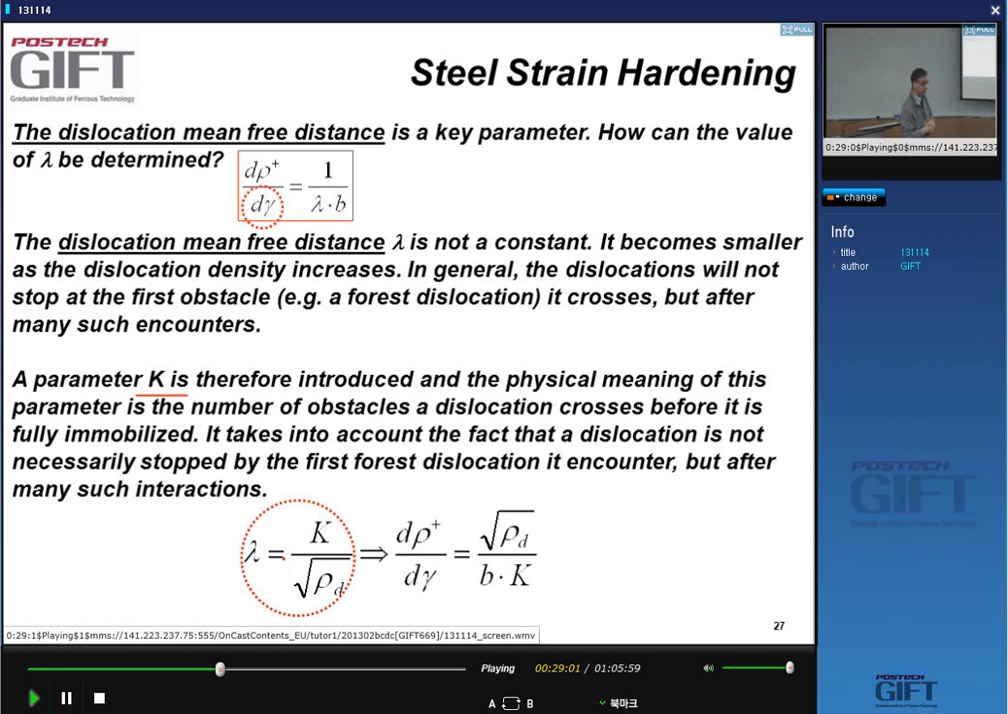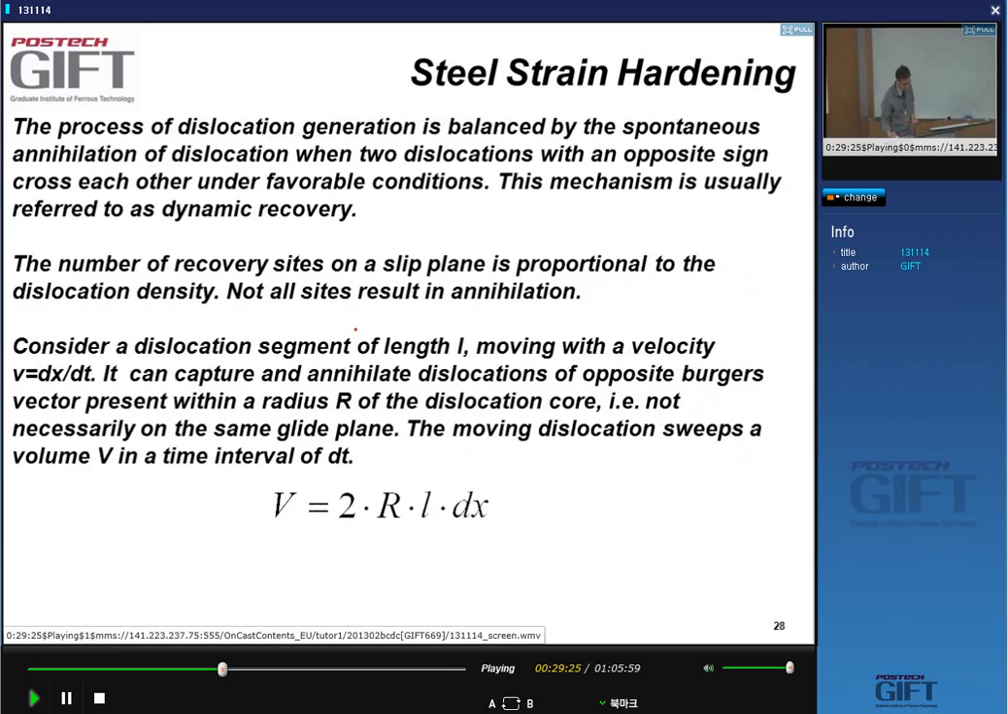So we can rewrite this. The rate of storage of dislocations is proportional to the current dislocation density divided by two numerical parameters, k and b. All right, good, that's perfect. So now we've got to take into consideration these annihilation terms.